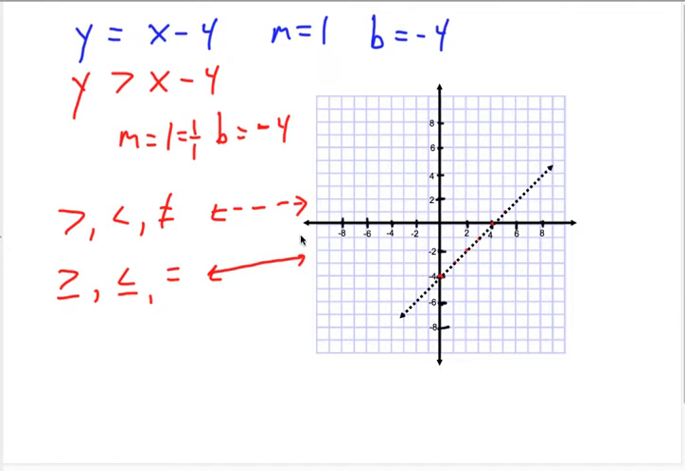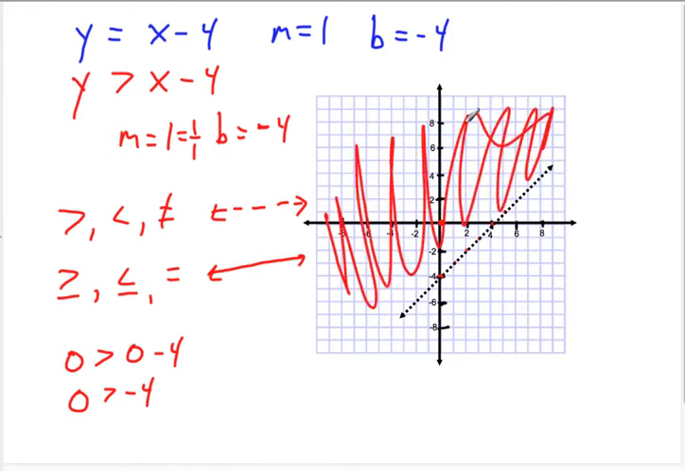And then we also have to do shading. So notice I'm going to plug in a point here. I'm going to plug in 0, 0 to this inequality right here. And when I do that, 0 is greater than 0 minus 4. So then I might ask myself, is this true? Is 0 greater than -4? And it is true. So 0, 0 is a solution to this inequality. Therefore, I know that everything on this side of the line is a solution, and so I shade on that side of the line.